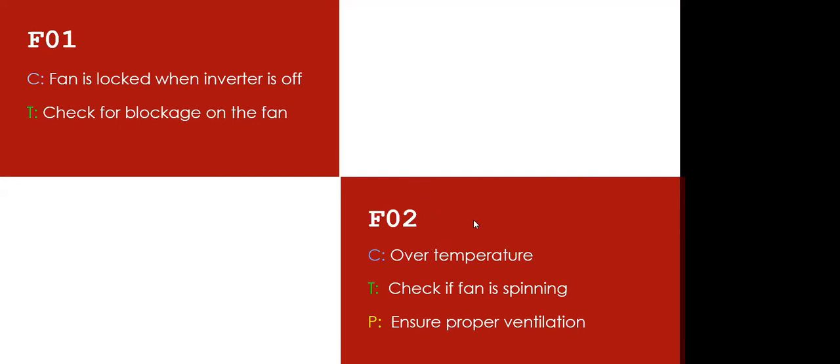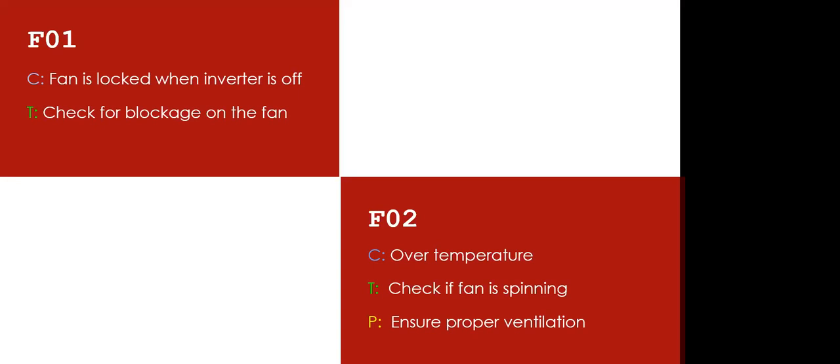Then again, we have F02, which is over temperature. Over temperature can occur when the fan is not working. If you notice that the inverter is showing over temperature, and we still notice that the fan is spinning at the same time, this can also come as a fault, but majorly it's a warning.